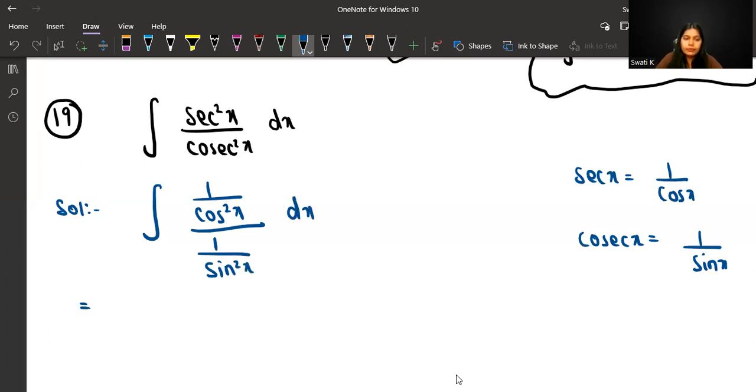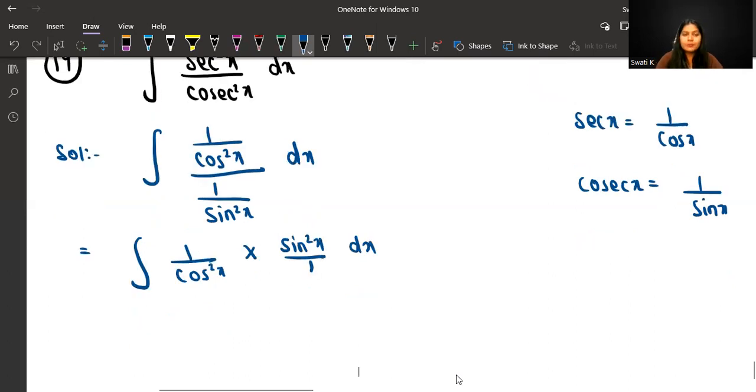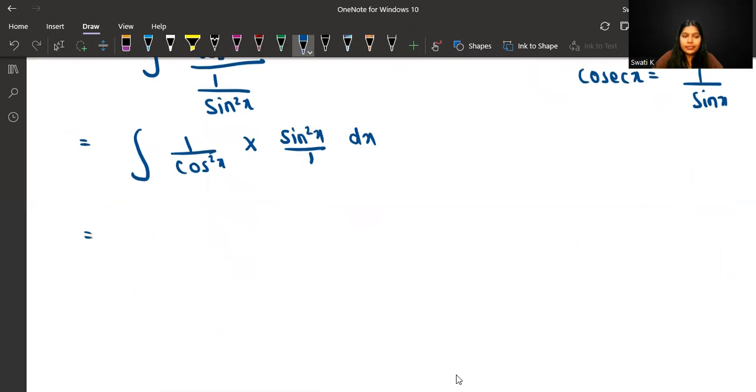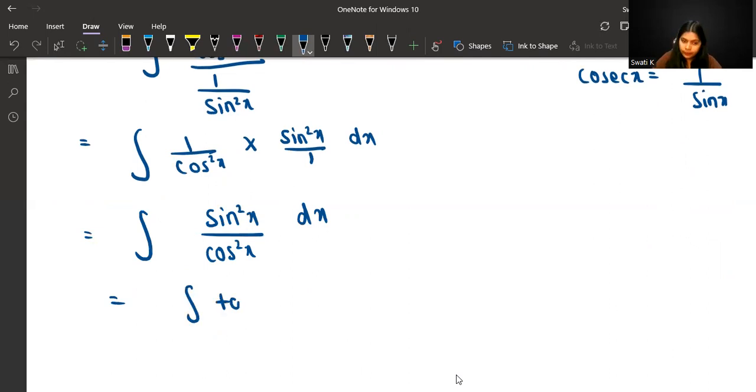Now if you simplify this, it becomes 1 upon cos square x divided by 1 upon sine square x. If you change division to multiplication, 1 upon sine square x will be reciprocated and this becomes sine square x upon 1, dx. This is our integration of sine square x upon cos square x dx. Now we know that sine x upon cos x is tan x, so sine square x upon cos square x is tan square x.